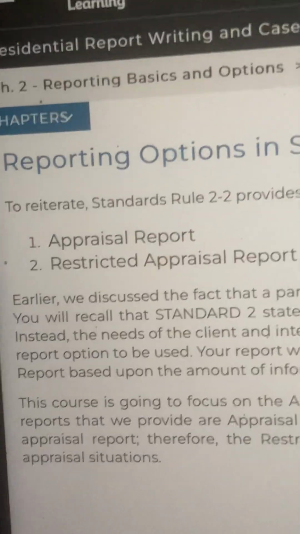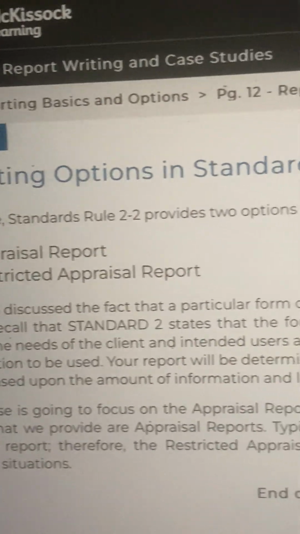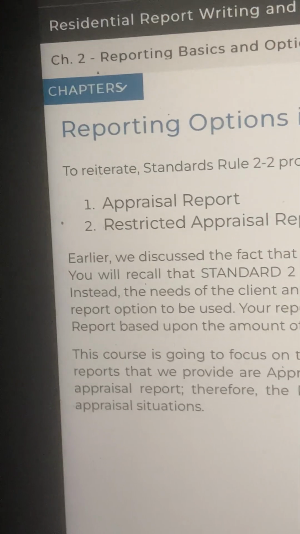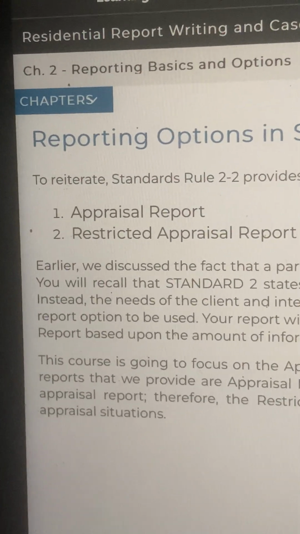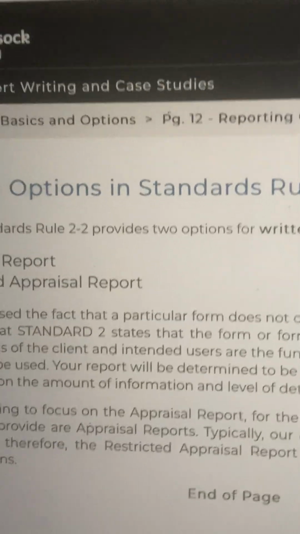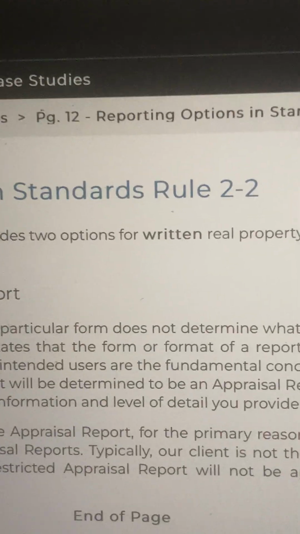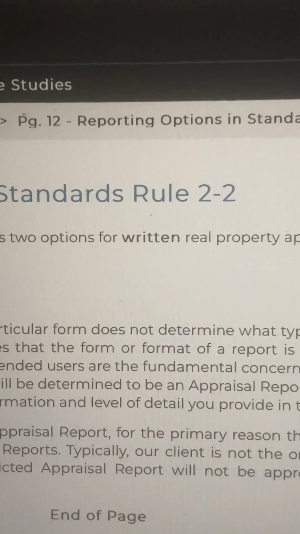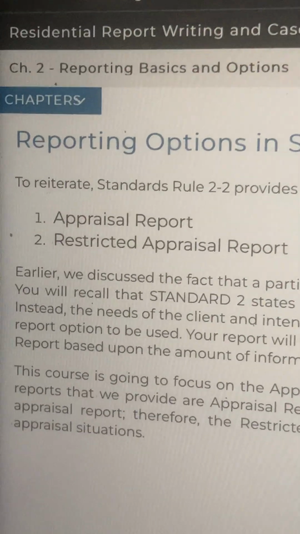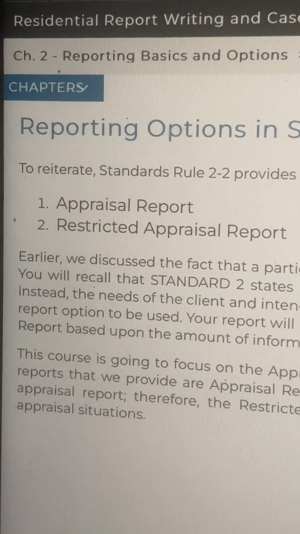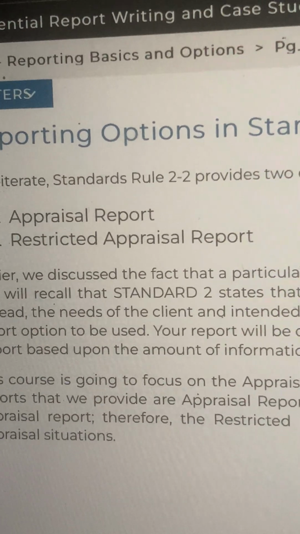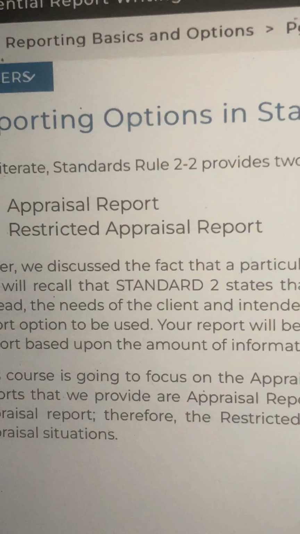Page 12. Reporting options in Standards Rule 2-2. To reiterate, Standards Rule 2-2 provides two options for written real property appraisal reports. Number 1, appraisal report. Number 2, restricted appraisal report.